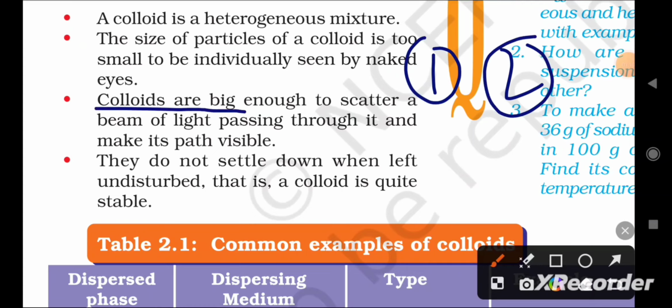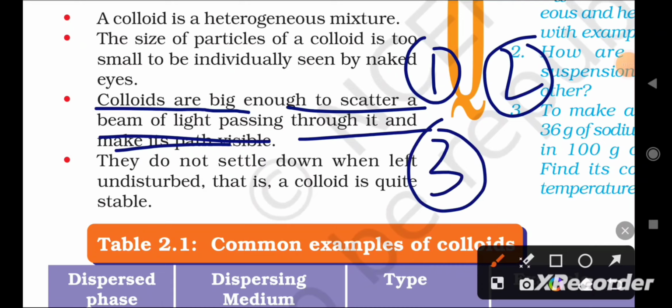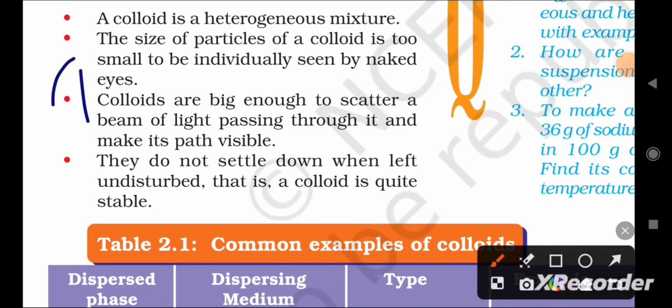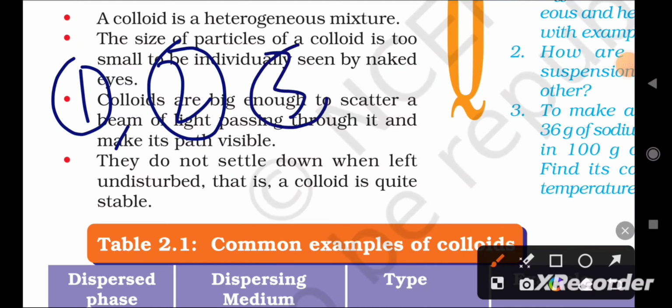Third point, colloids are big enough to scatter a beam of light passing through them and make its path visible. The particles are small, but they are enough to scatter the beam of light passing through, and we can see the path of the light. Third point is very easy. First, a heterogeneous mixture. Second, the particles are so small we cannot see them individually. Third, still very small, but enough to scatter the beam of light passing through, so we can see it very easily.